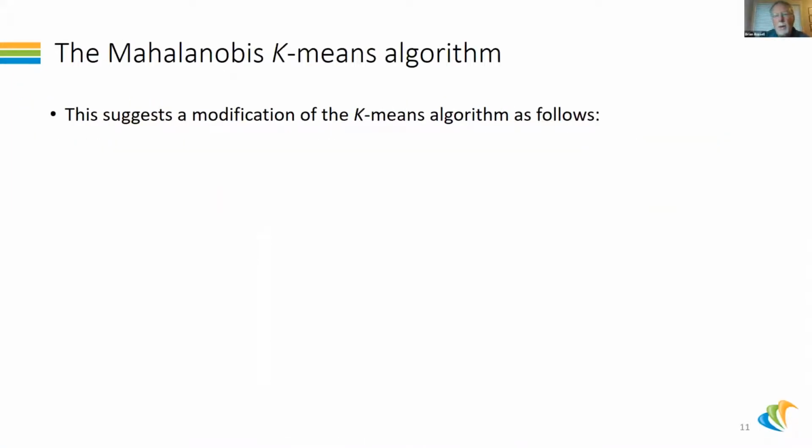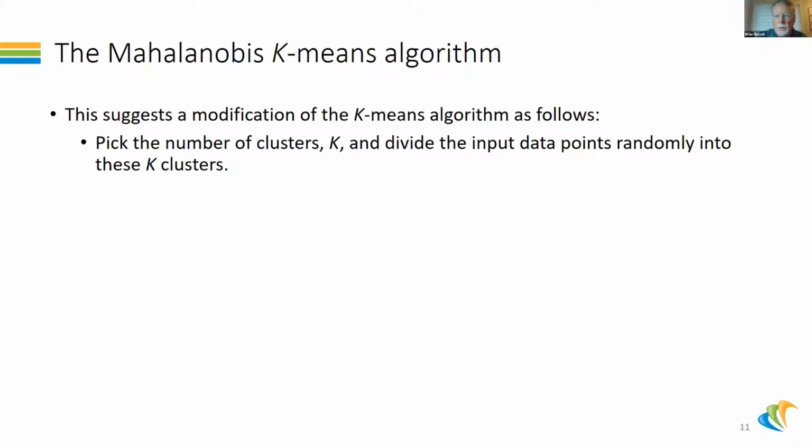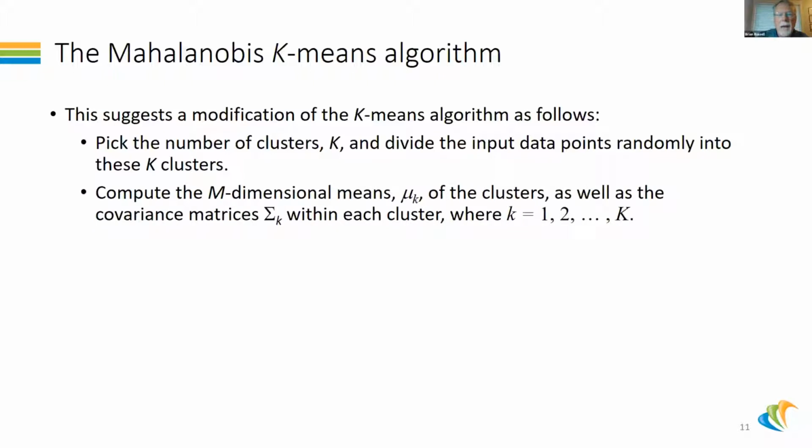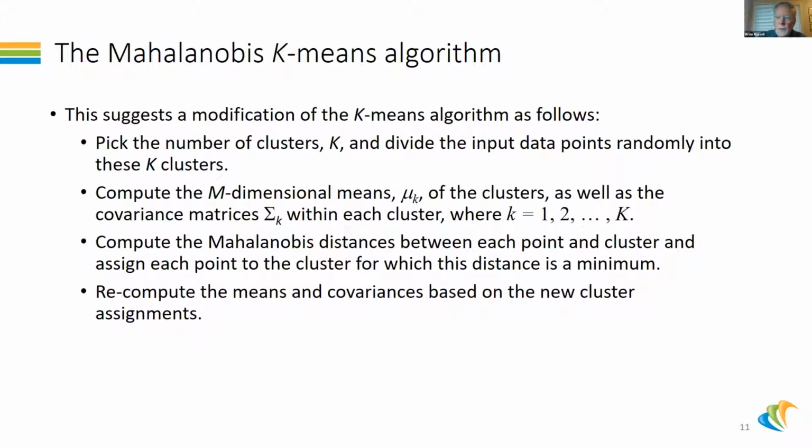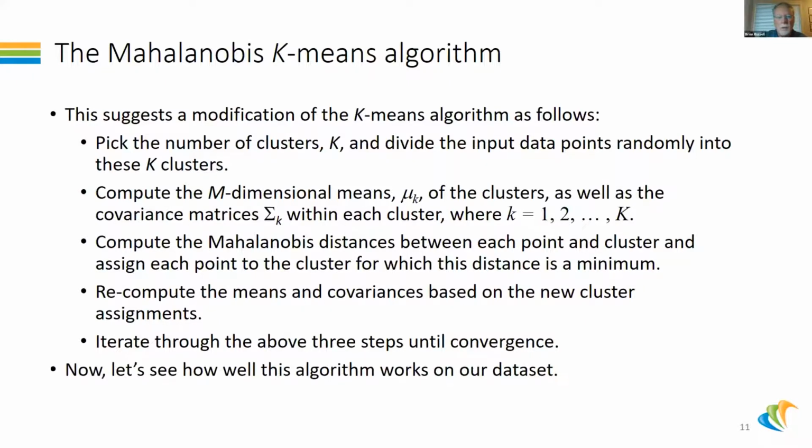Now, this suggested a modification of the k-means algorithm as follows. You pick a number of clusters and divide the points randomly into these clusters, just as you do with standard k-means. But then, instead of just computing the means, you compute the covariance matrices within each cluster. And then you compute the Mahalanobis distances instead of the Euclidean distances between each point and the cluster, and assign each point to the cluster for which this distance is a minimum. And then you recompute the means and the covariances based on the new cluster assignments. And you iterate through these 3 steps until convergence.